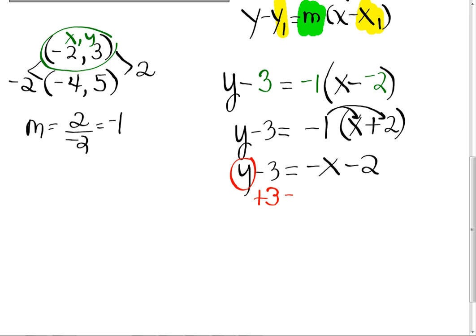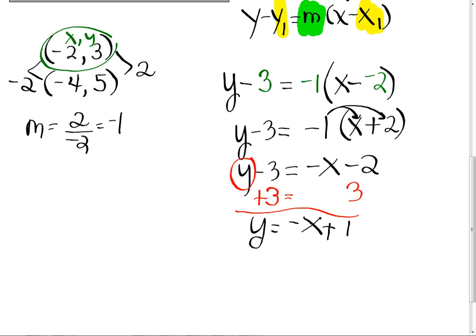We can do it the other way if you'd like, but you're not going to find it easy. Not as easy as this, because this is always the same. So y equals minus x, and a 3 minus 2 is what? Plus 1. And use a calculator if you need to. There it is.